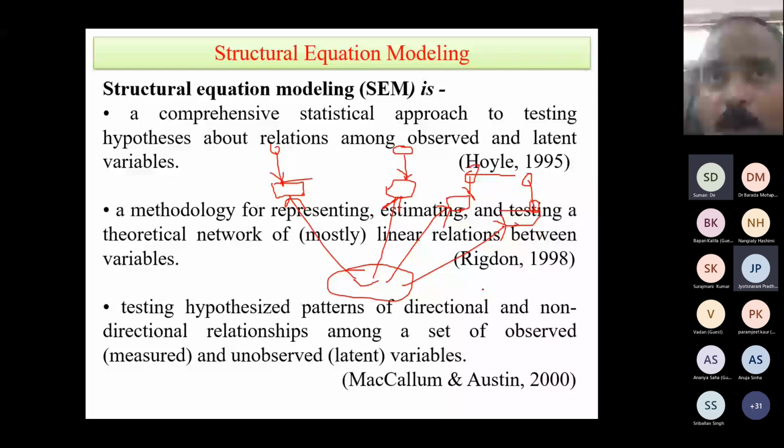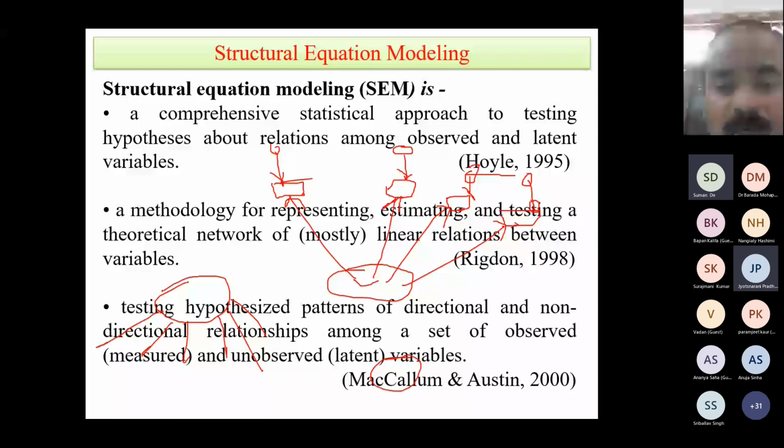Every linkage of your model is nothing but a hypothesis, that is, from construct to construct, not from construct to indicator. All the linkages are not available in a single existing model. Suppose this is one construct, another construct is this, another construct is this, and each construct has its own measurement model.